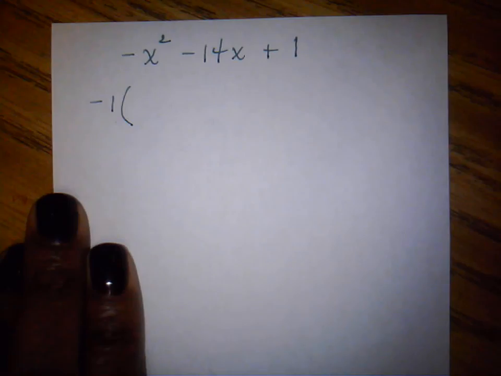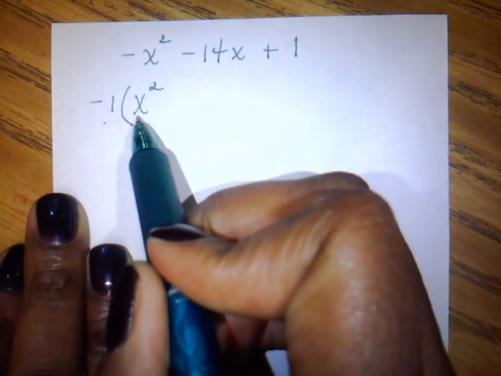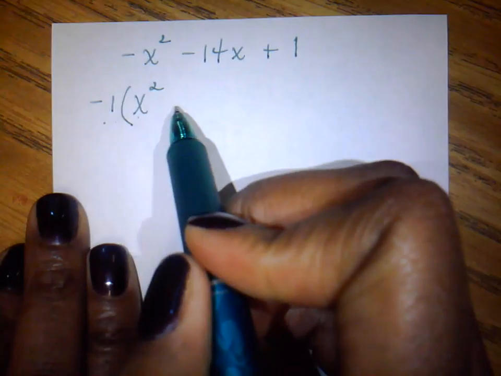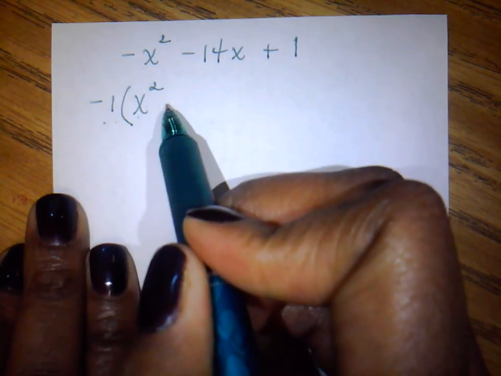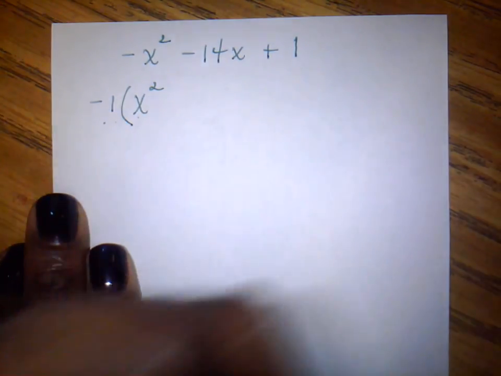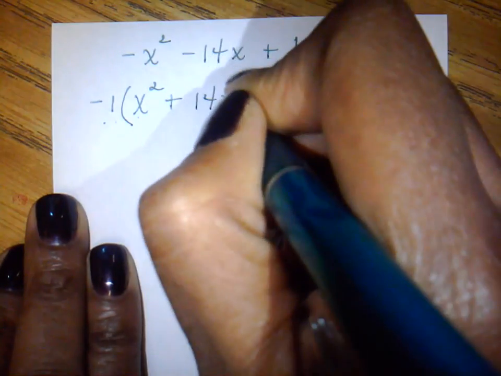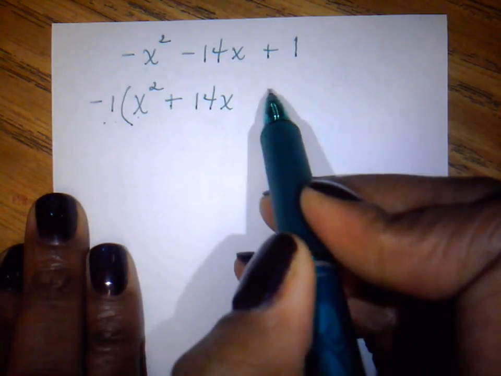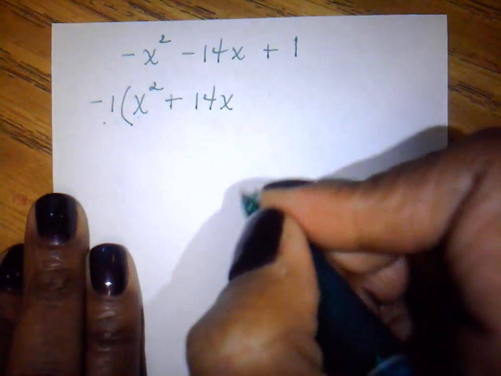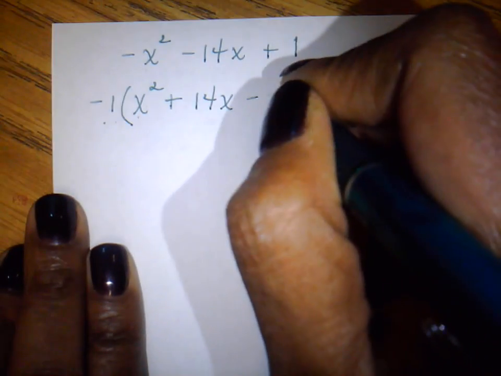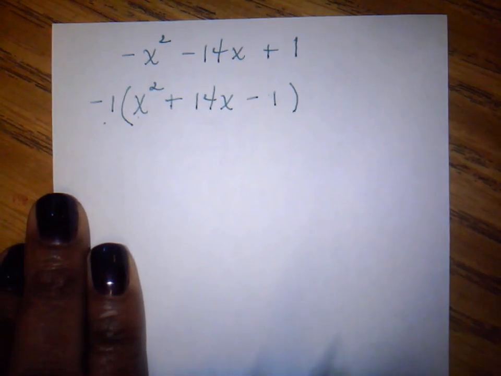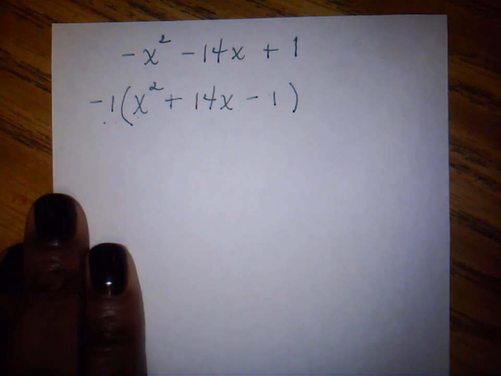A positive x squared, right? Because negative 1 times x squared is a negative x squared. What can I multiply by negative 1 to get a negative 14x? A positive 14x, yes. What can I multiply by negative 1 to get a positive 1? A negative 1. So far, are we okay?